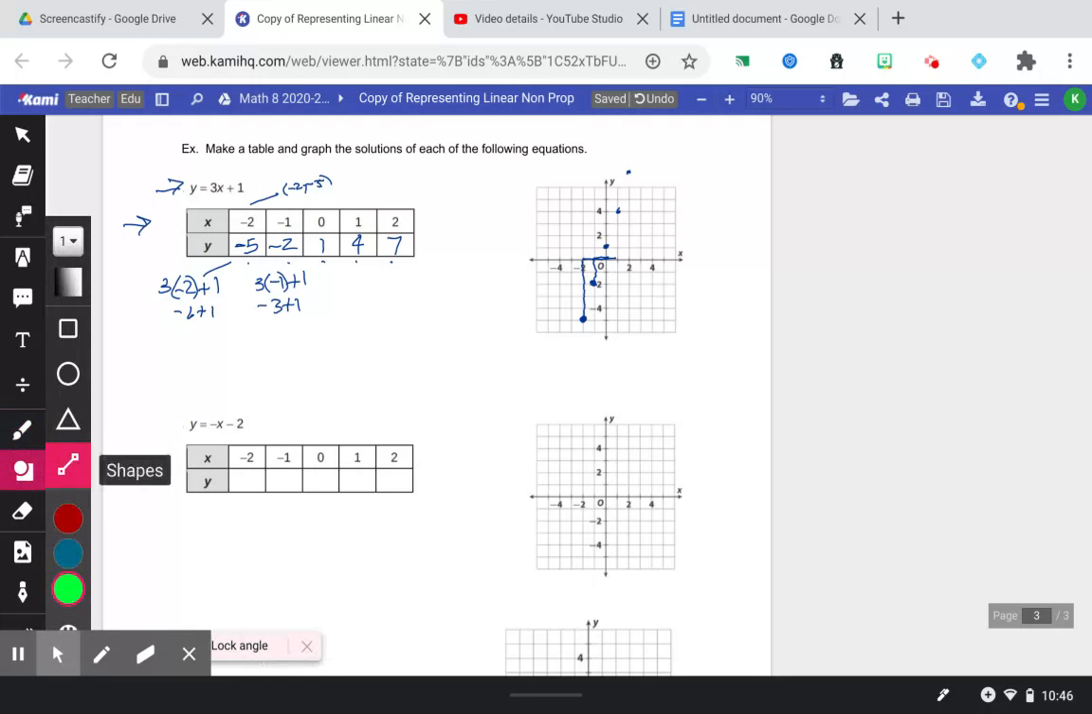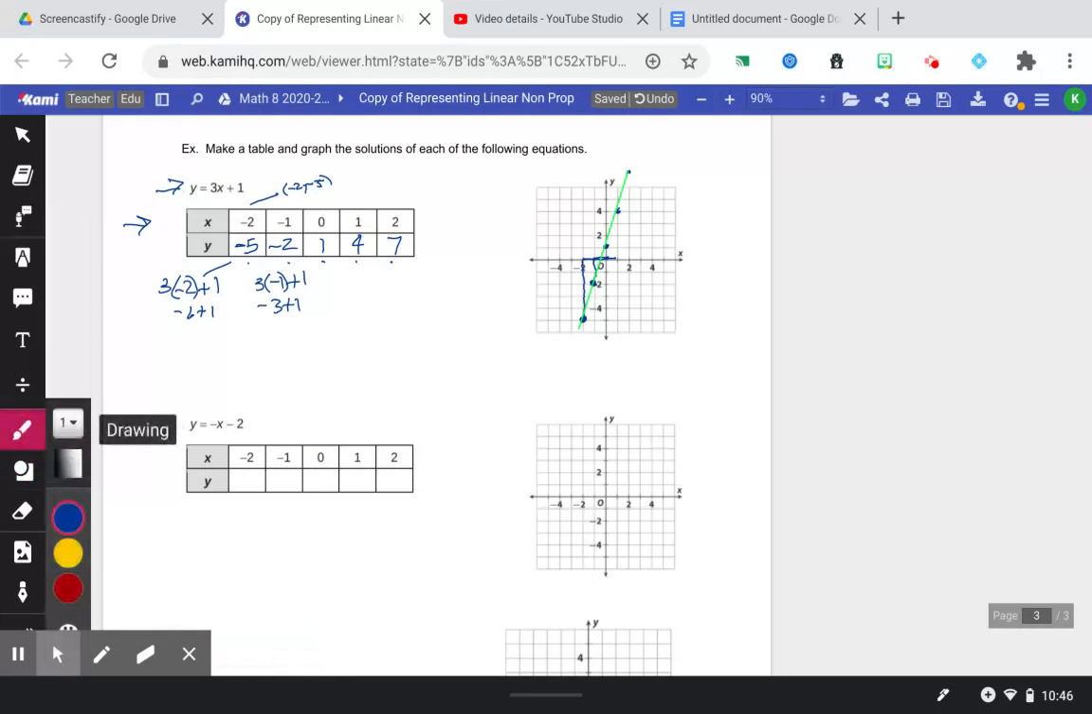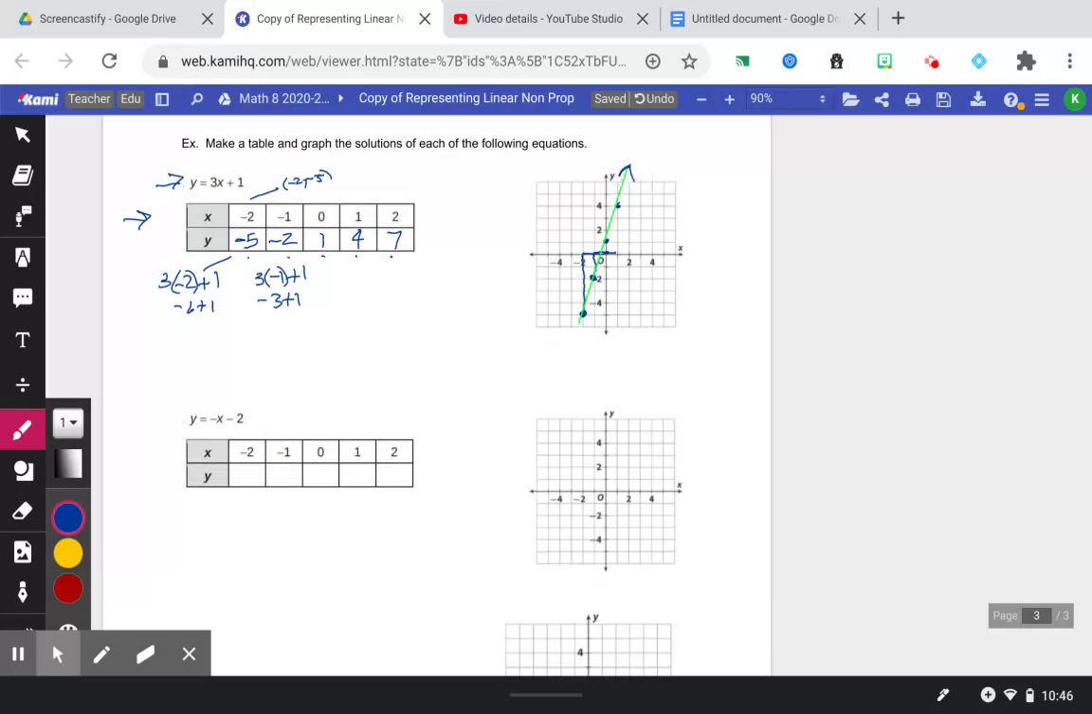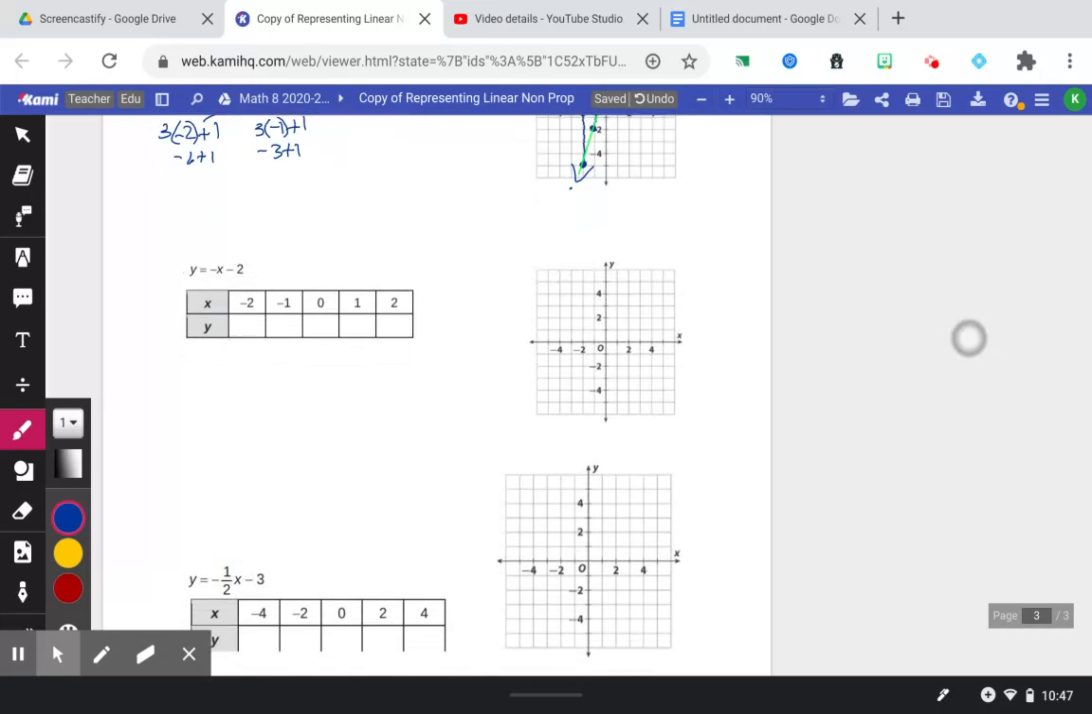Okay, now I'm going to take my straight line, and I'm going to draw a line that goes right through those points. And remember, this line, we're just looking at a section of it when I use these 5 points. This line actually goes on forever. I could put negative 3 in for x, and I would get a point down here. This line keeps going. All right, the last thing is to label it. All right, let's take a look at the next example.